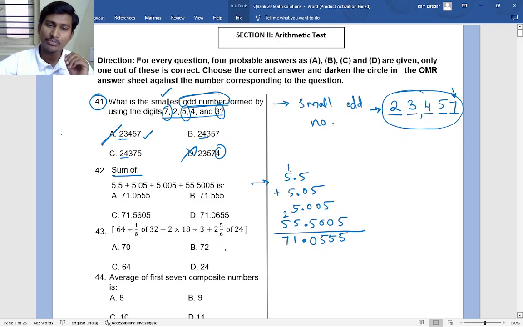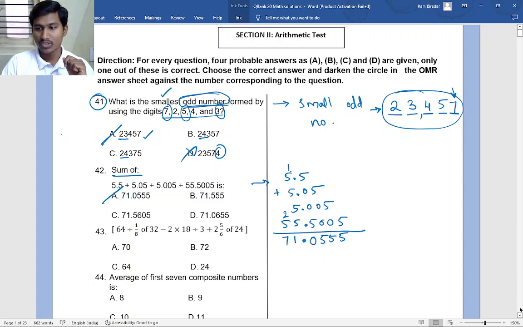So which is the option? Option A, right? That is the answer. 71.0555 is option A. Okay, so that is how you have to do. Easy. Don't make mistakes. You have to properly see these questions and align the points, right? That is how you add it. Okay, good. So let's go to the next.